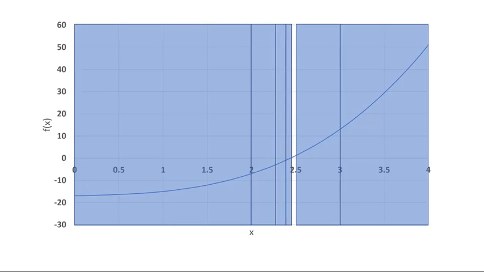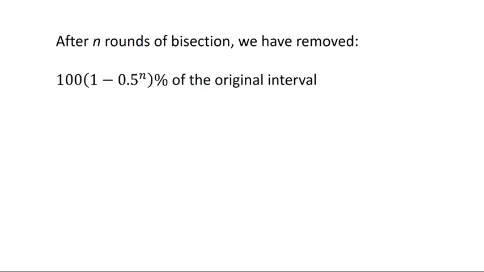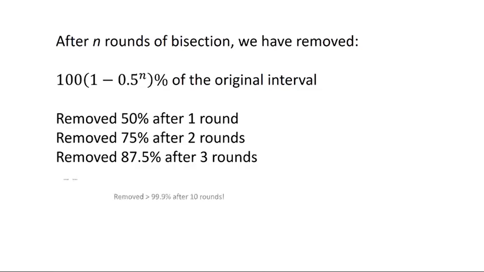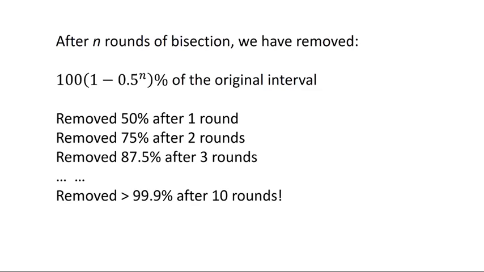So it turns out even after we've only done 6 or 7 rounds of iteration, we've removed quite a bit of the initial interval. And we're sort of zooming in on an interval that contains the solution to the problem, which is where the function crosses the x-axis. It turns out that after n rounds of bisection, we have removed 100 times 1 minus 0.5 to the n % of the original interval, which means after 1 round, we've removed 50%, 75% after 2, 87.5 after 3, and after 10 rounds, we've removed over 99.9% of the initial interval.